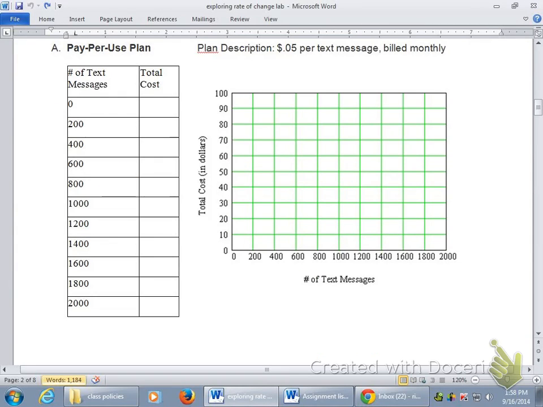Now we're looking at Plan B. It says Plan A, but it's Plan B. We'll change that. The description here is now it's 5 cents per text message, period, and we're going to bill it per month. So again, we're going to start filling out our table, and then we're going to graph that and discuss it.